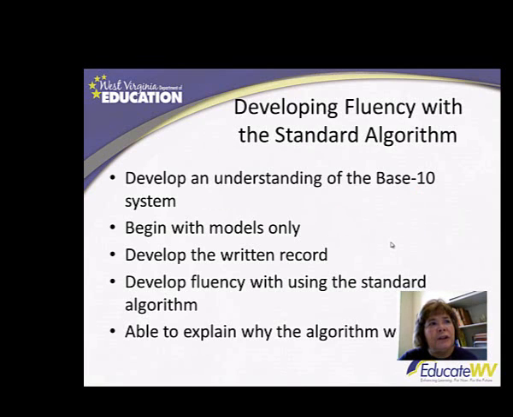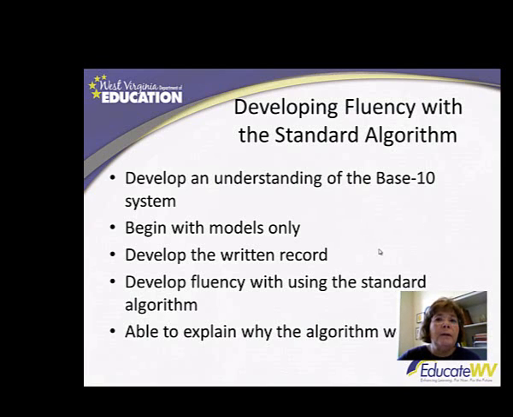So in conclusion, when we develop fluency to that standard algorithm, our students need a strong understanding of our base 10 system, which is developed early on, which is that importance of those primary teachers and into 3rd grade developing a strong foundation of our number system. Beginning with models. This does not mean the 4th grade teacher began with models, but those models are beginning early on. We're developing a written record.